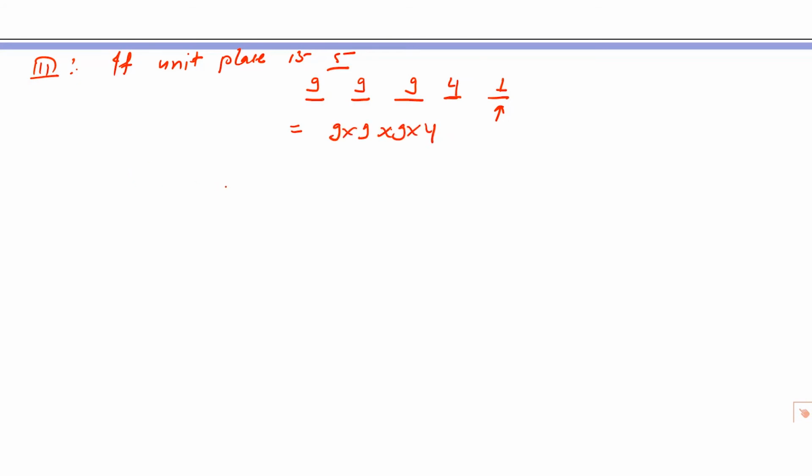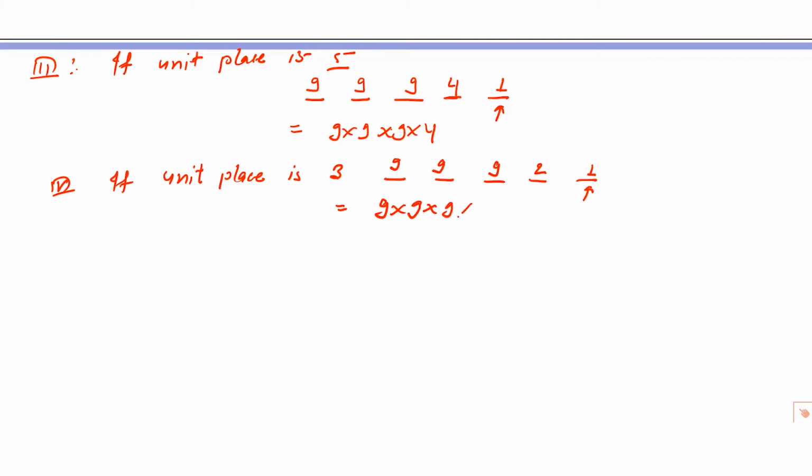And fourth case, if the unit place is 3, then the unit place can be filled by 3 only, that is one way, and the second last place can be filled by 1 and 2 only, so it has 2 ways. Again similarly, the remaining digits can be filled in 9 into 9 into 9 ways. So the number of ways will be 9 into 9 into 9 into 2 ways.